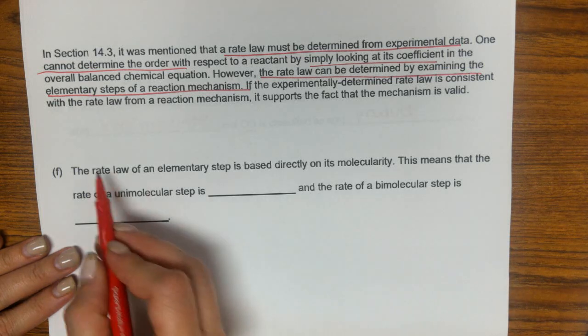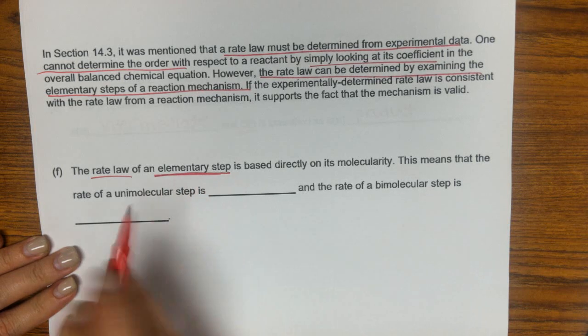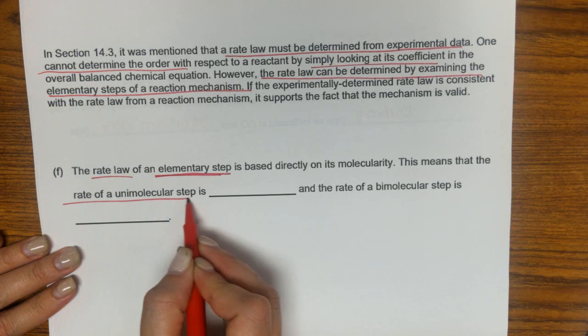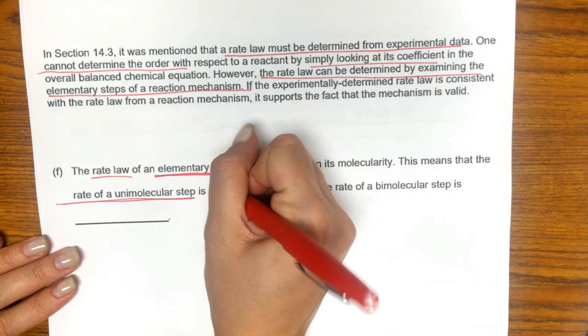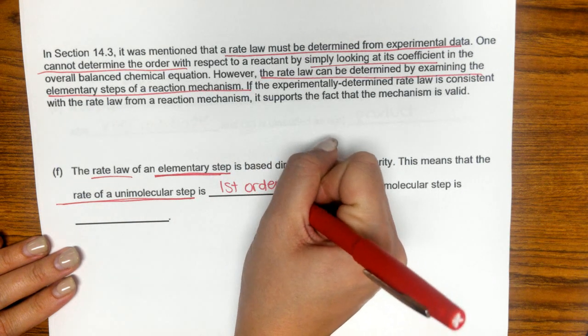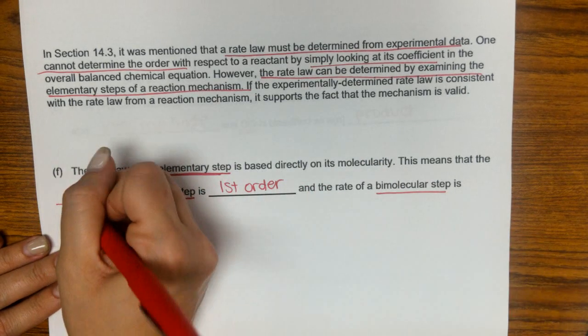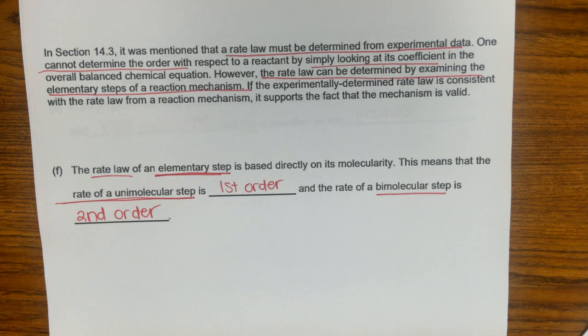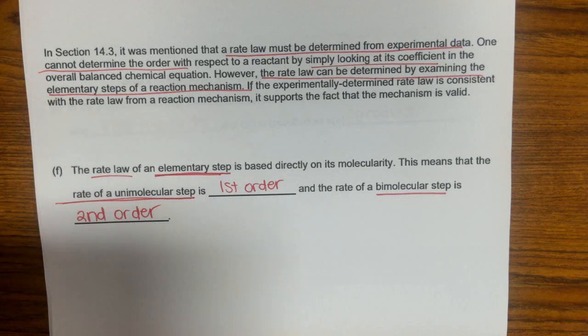And so the rate law of any step, remember elementary step is just any step in a reaction, step 1, step 2, step 3, it's based on its molecularity. What that means is if you have a unimolecular step, it is first order. And if you have a bimolecular step, it is going to be second order. And really fast, in case you forgot, unimolecular is when they have one reactant. Bimolecular, there are two reactants. And termolecular, honestly, we're not going to talk about, like ever, because they are really, really rare.